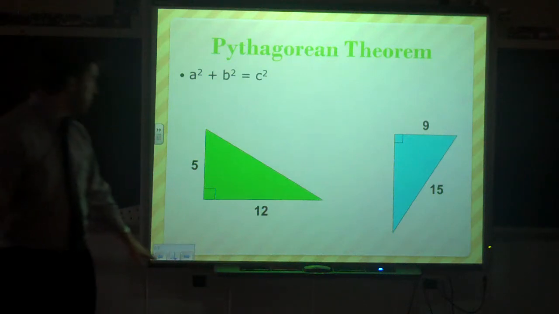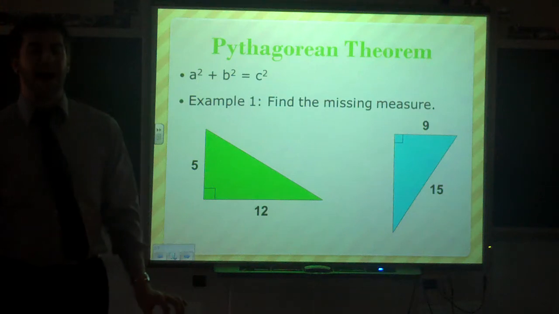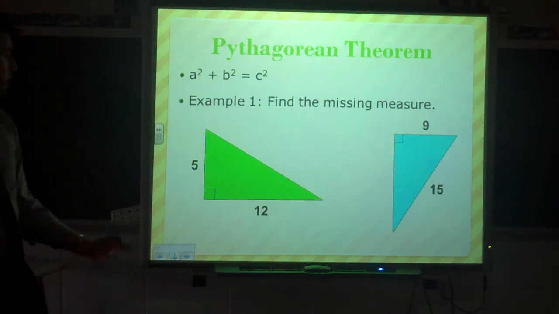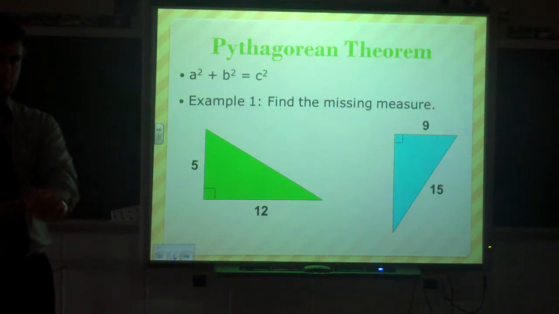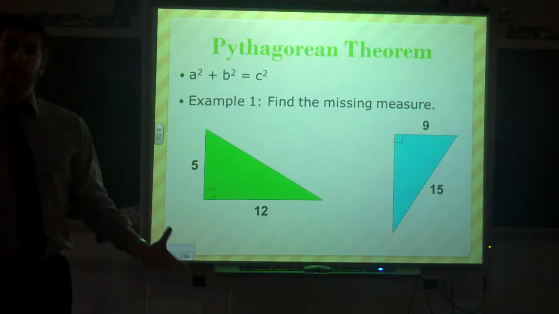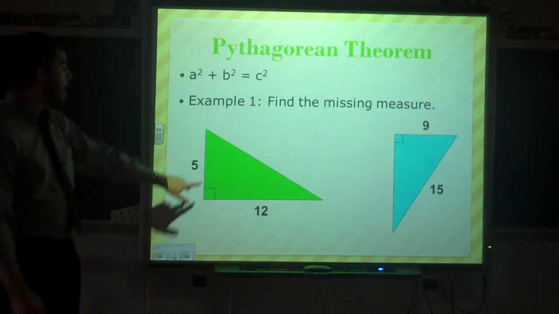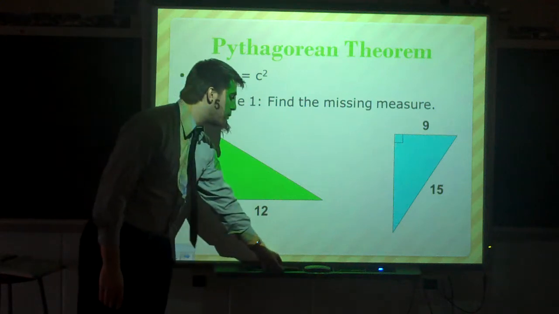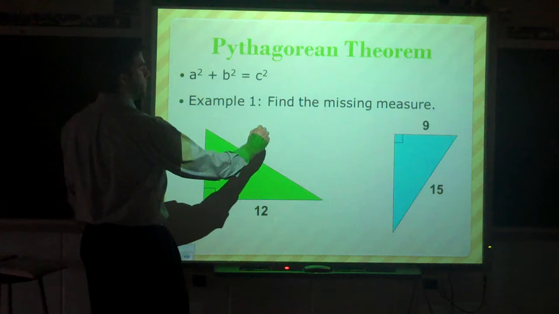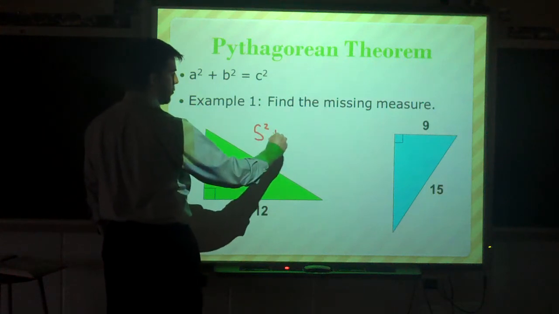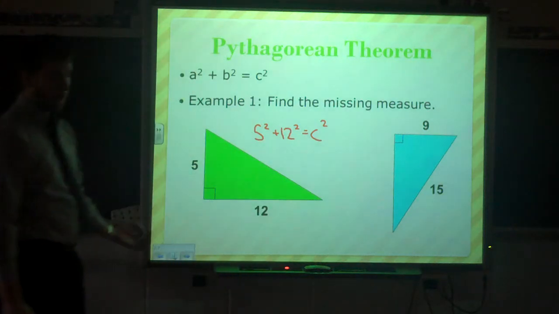So these next two, we're just going to do something we've done a lot of already. We're going to find the missing measure. So on the green triangle, we've got 5 and 12. Blue one, I've got 9 and 15. When we've done these, what we looked at first was always, what is it that we actually know? In the case of the green triangle, the 5 and 12 would both be the legs. So what I don't know is the c, and that's important. So I do 5 squared plus 12 squared equals c squared, and then I solve that.